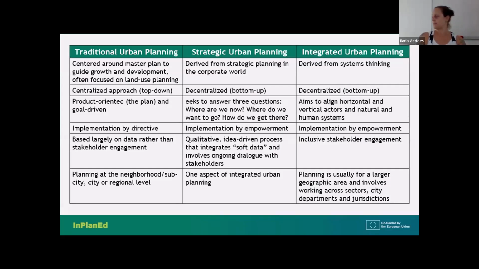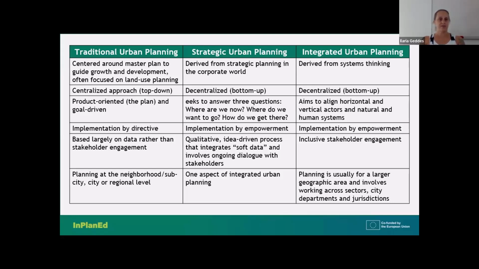So this is just to clarify the difference between different systems of urban planning. The traditional urban planning tends to be centered around a master plan which guides growth and development, and often is focused on land use planning. These may be more or less spatial. Often in a lot of countries it is still zoning, residential areas, commercial areas, and so on, or it may be more spatial in the way that Ed showed in his master plans, that it relates to the characteristics of the street network.